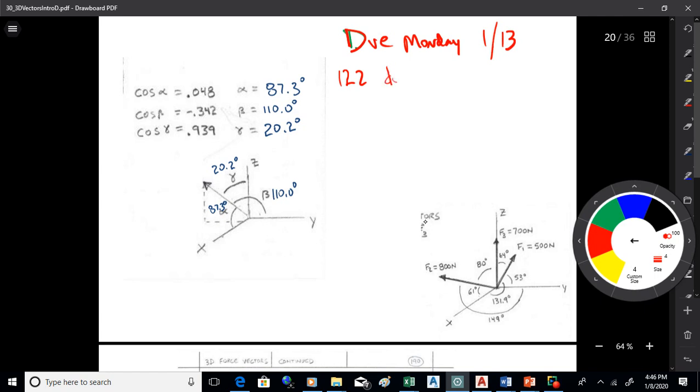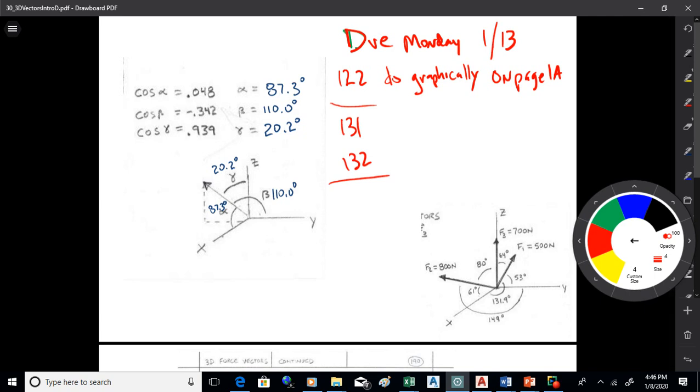122, do graphically, and I gave you graph paper for that one. And that's on page, I think it's 1A, isn't it? I can't remember, but I think that's it. 1A? Okay. That one's graphically. Now, the next two you do not do graphically, you do them analytically. So how about 131 and 2? And then let's do a three-dimensional problem also. How about 141? So these will be due Monday.